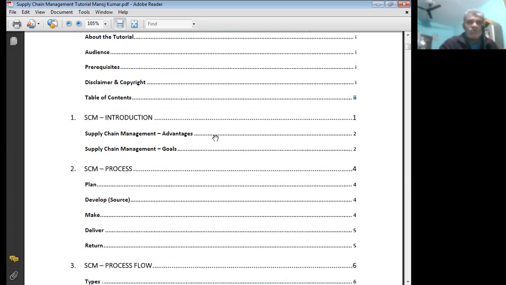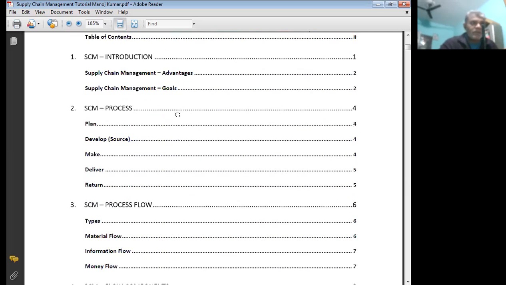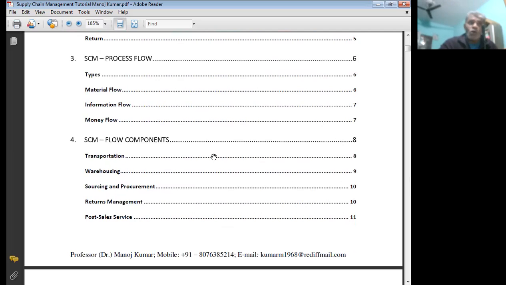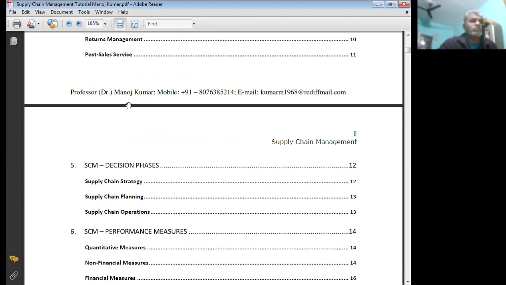Supply chain management: what are the advantages, what are the goals? Supply chain process: how to plan the supply chain process, how to develop the sourcing strategy, how to make, deliver, and return. Supply chain management process flow, types of supply chain management, how the material flows, how the information flows, how the money flows. The flow components are transportation, warehousing, and sourcing and procurement, returns, and post-sale services.